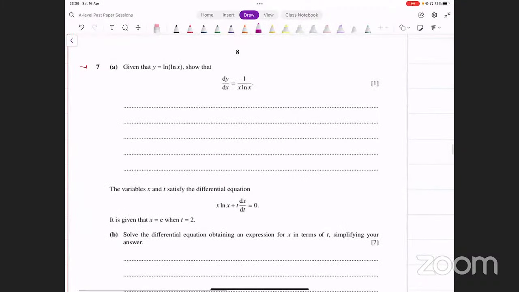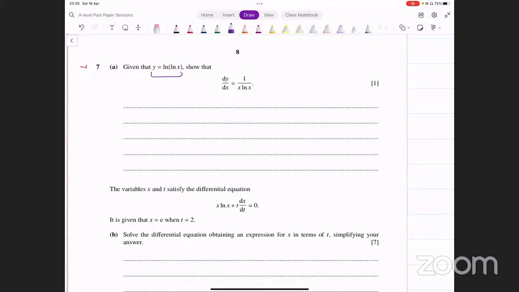Now, again, it's a slightly different differentiation. We are given that y equals ln of ln x. Log के अंदर एक और log है. Okay, that's what you want to differentiate. Log के अंदर एक और log आ रहा है, इसको हमें differentiate करना. Now, how do we do this?